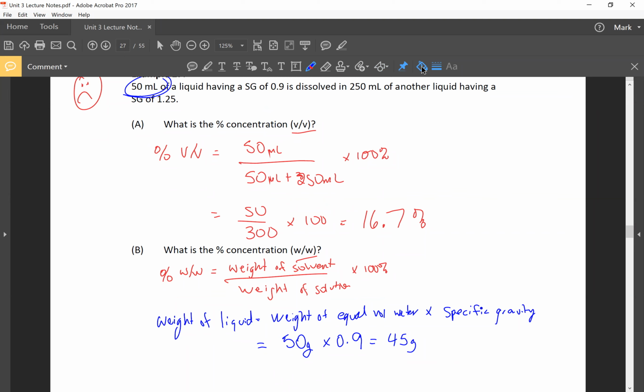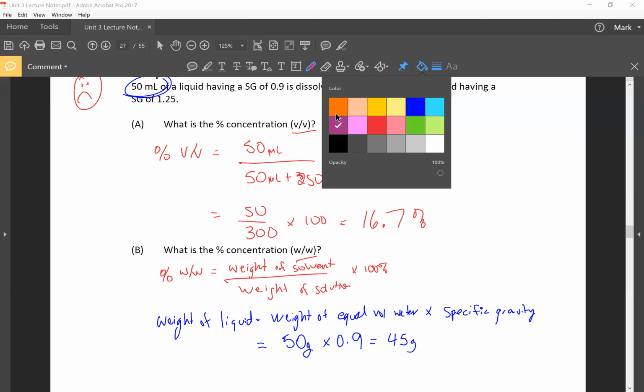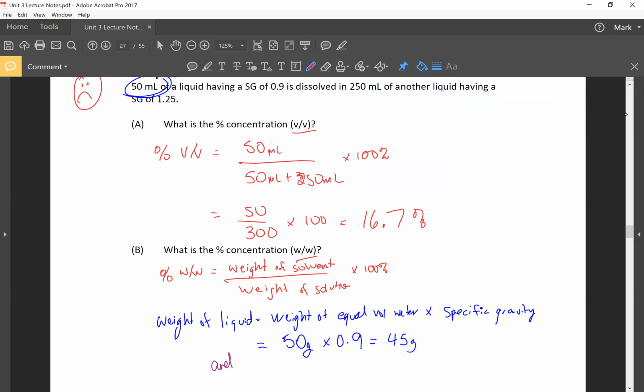And then my second solution is 250 grams. So I'll pick another color. Let's go purple. So I also have a solution that's 250 grams. I'm going to multiply that by its specific gravity of 1.25. And I get 312.5.